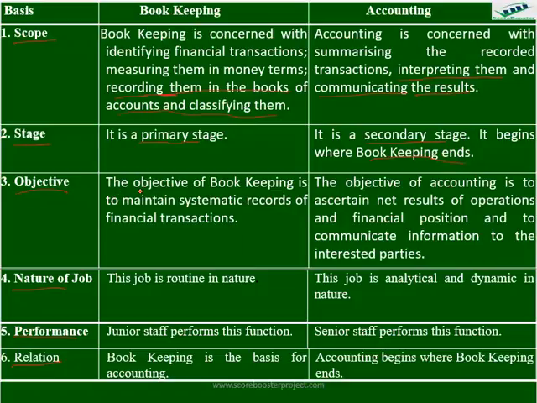From an objective point of view, the basic aim of bookkeeping is to maintain a systematic record of transactions, at least to give evidence that we have the company, not for the external users. Whereas the objective of accounting is to ascertain the net result of operation and to give the financial position and to communicate the same to the interested party.